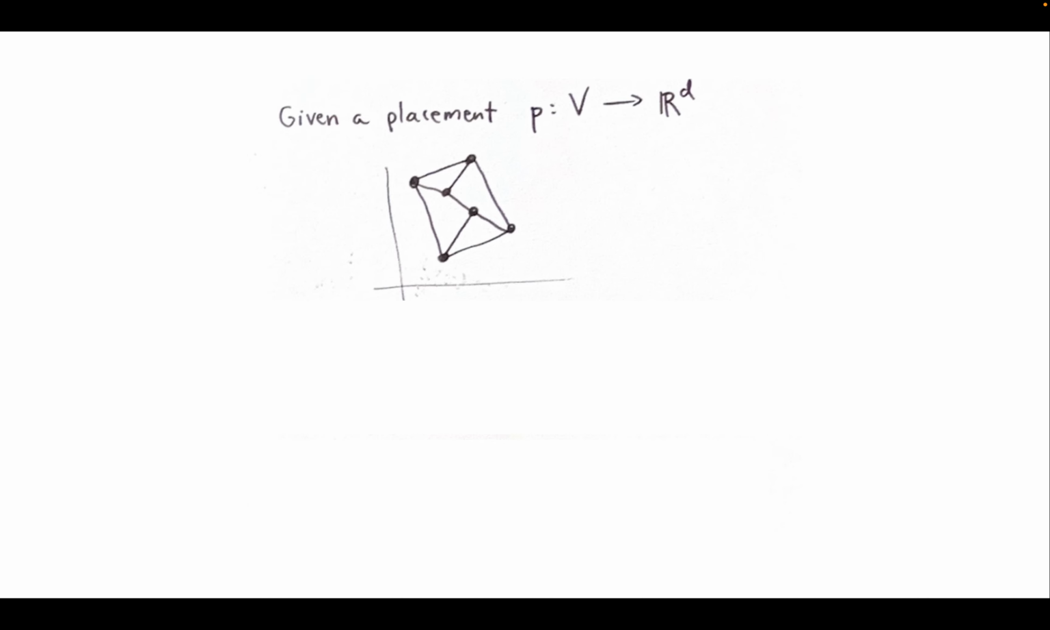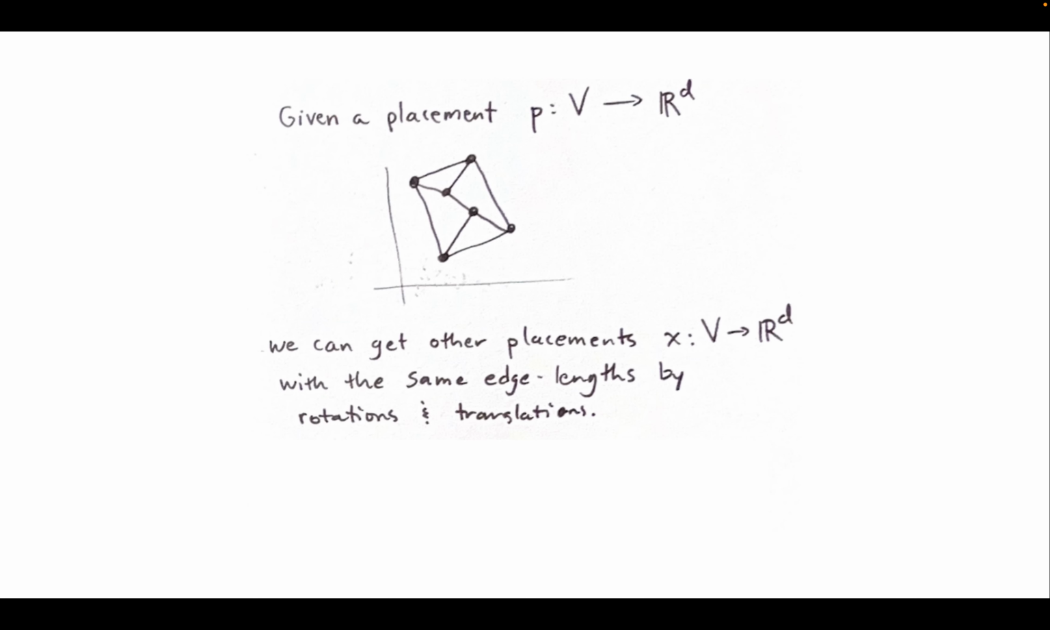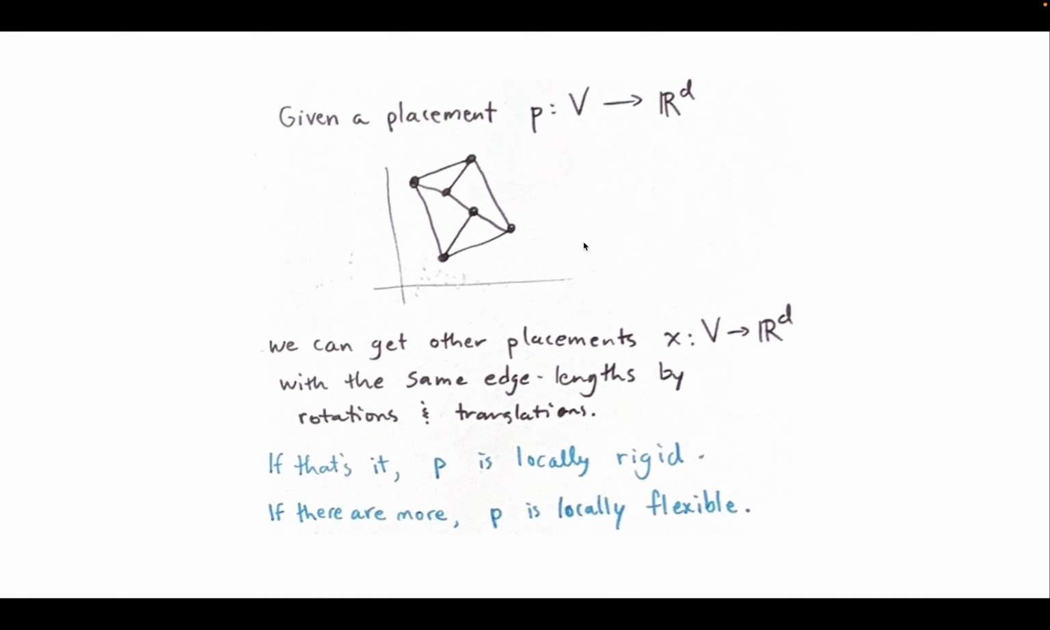So let's go into more detail. Given a placement p of the vertices into some Euclidean space, we can get other placements x with the same edge lengths just by rotating and translating all the points uniformly in that Euclidean space. So we get a bunch of other placements once we have one.